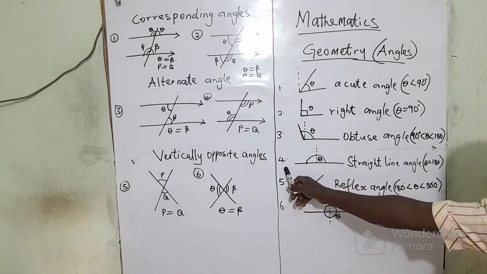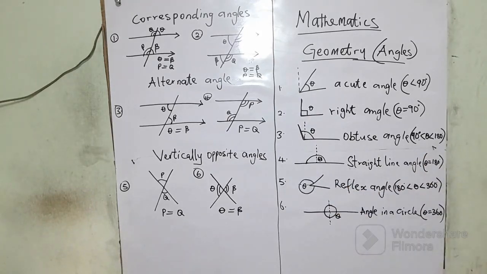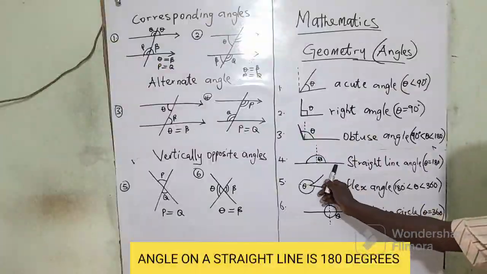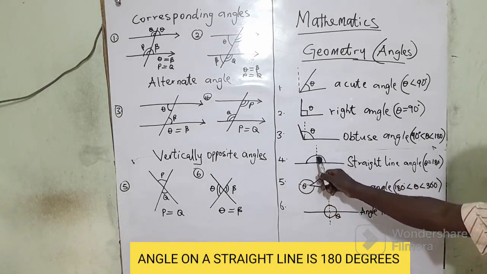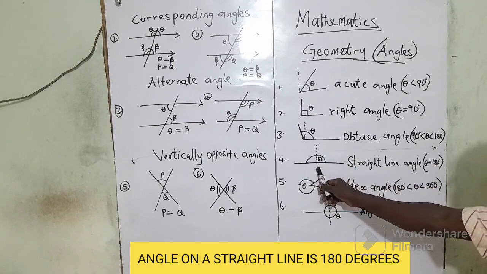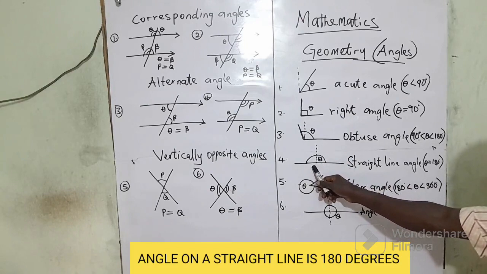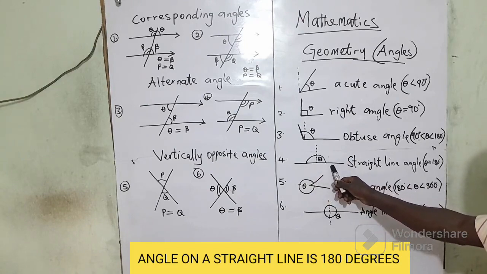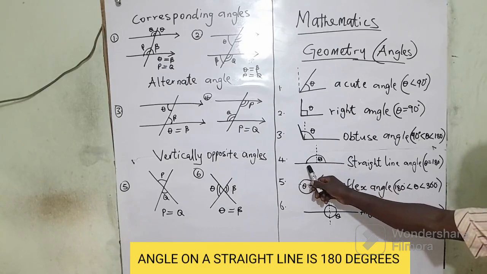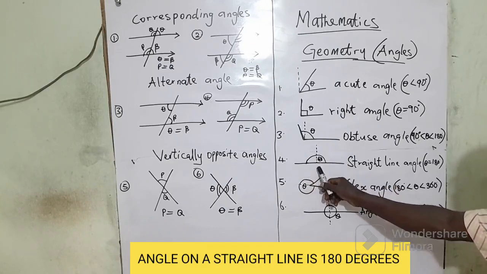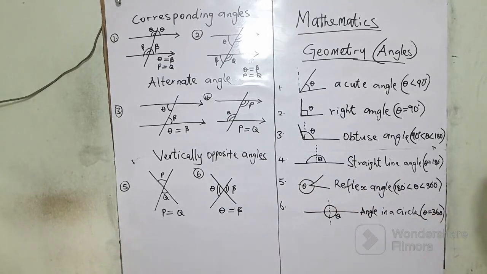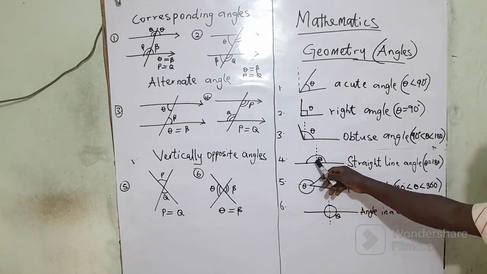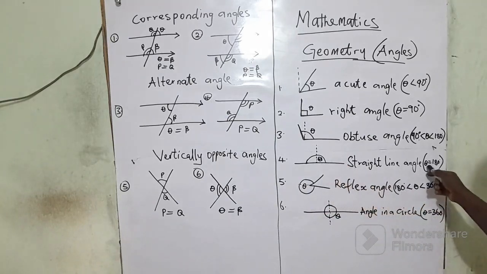Number four is the angle on a straight line. When we analyze this, we can see that this is a straight line, and this is a perpendicular line joining the straight horizontal line. From here is a right angle, and from here is another right angle, because this is dividing the straight horizontal line. So 90 plus 90 gives us what? 180 degrees. That means the angle on a straight line is equal to 180 degrees.